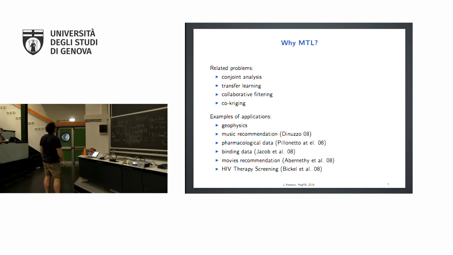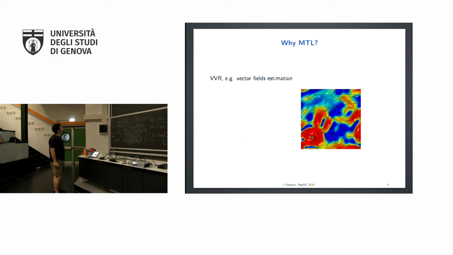Now, the problem of multitask learning has tons of applications and tons of different names, okay? Depending on the field you come from, you call it conjoint learning or conjoint analysis, transfer learning, collaborative filtering, Kriging, or rather co-Kriging. This latter is the name that is used in geophysics, where the problem of learning a vector field is very, very common.